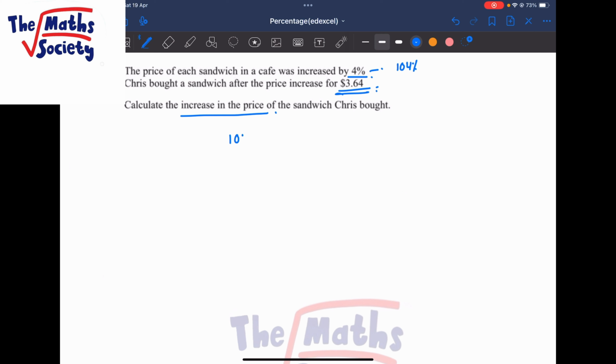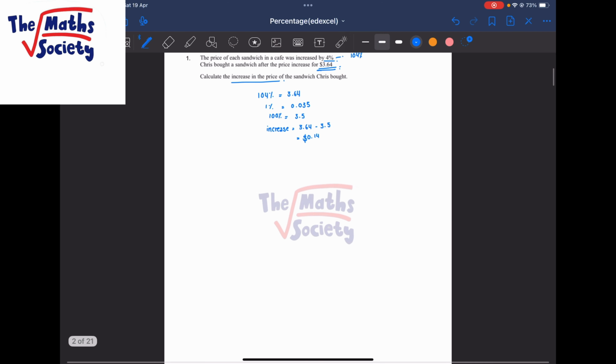So we know that 104% is going to equal 3.64, and we can find 1%, which is 0.035. So 100% would be 3.5. Then you can just find how much the increase was. That would be 3.64 minus 3.5, which gives you $0.14. So you know that the increase was $0.14.